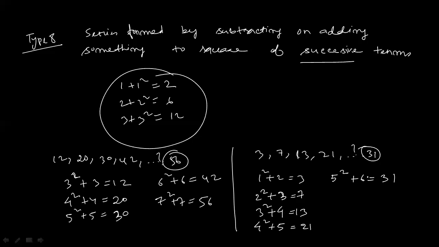Now let me take an example of subtracting or adding something to the cubes of successive terms. Same, but here cube will come. Type 9, cube will come. So suppose, let me take one example again: 0, 6, 24, 60, 120.